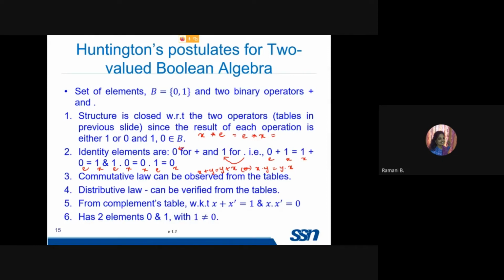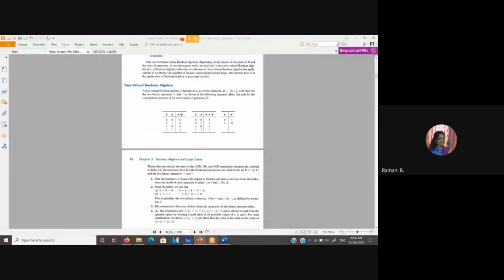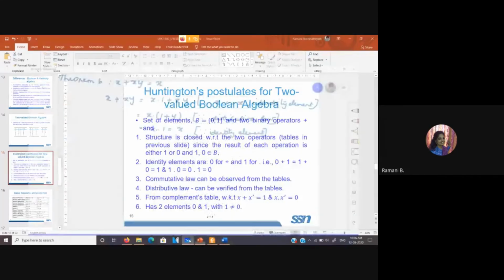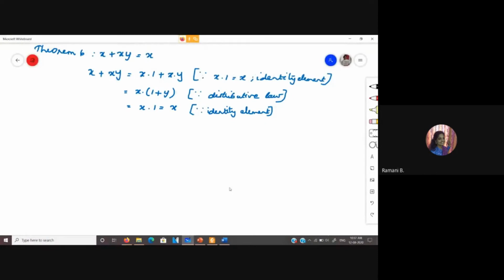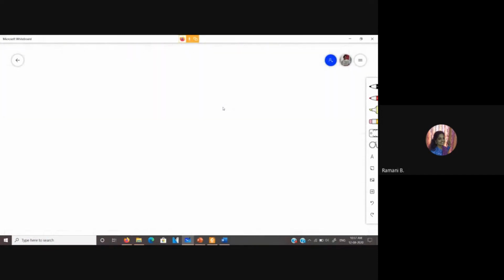Then the distributive law. So for the distributive law, we shall see.